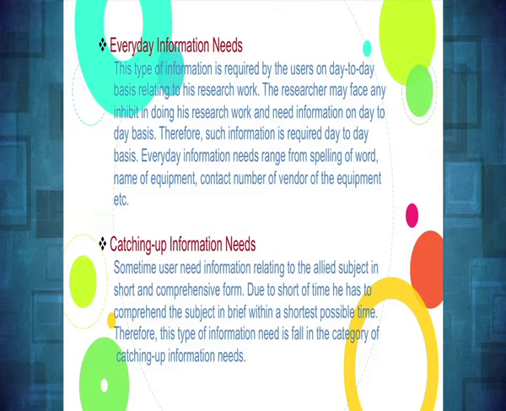The third type of information need is everyday information needs. This type of information is required by the user on a day to day basis relating to his research work. The researcher may face any inhibition in doing his research work and need information on a day to day basis. Everyday information needs range from spelling of words, names of equipment, of vendors, or any problem they face while doing their research.